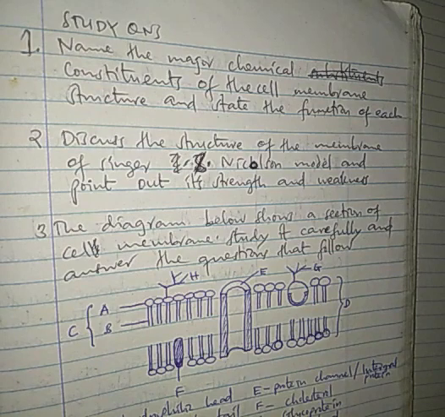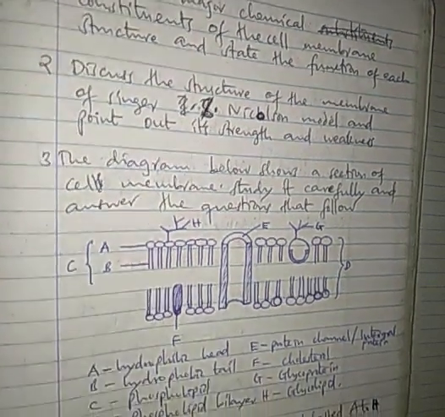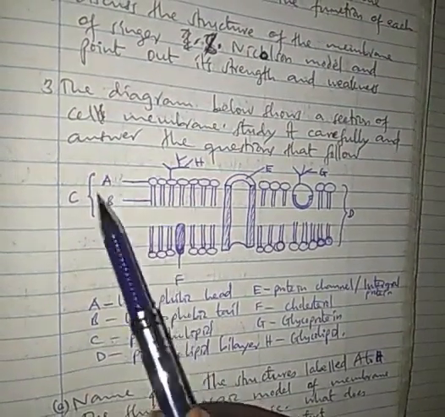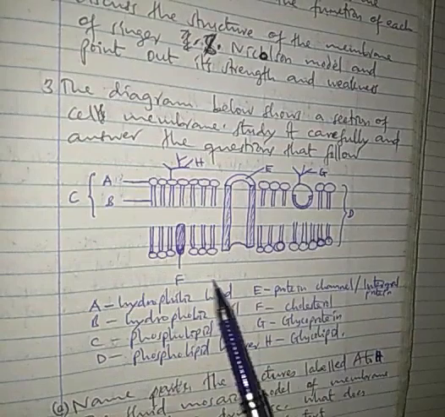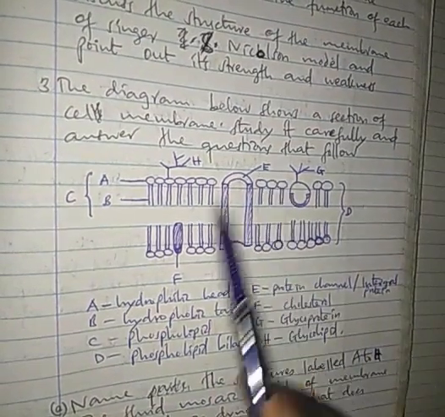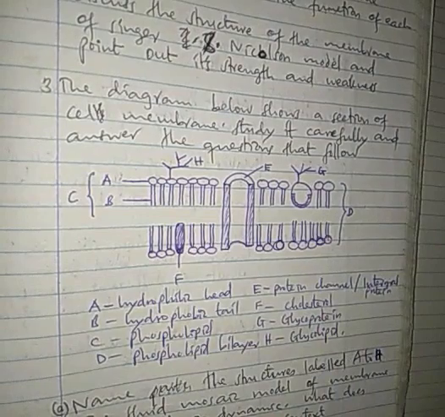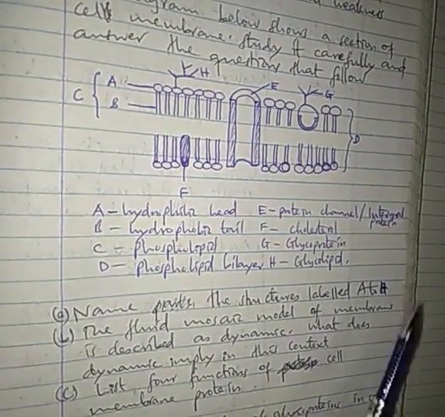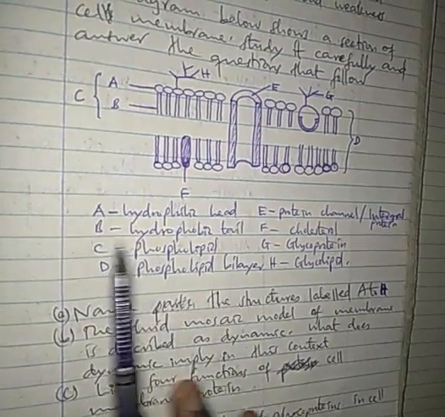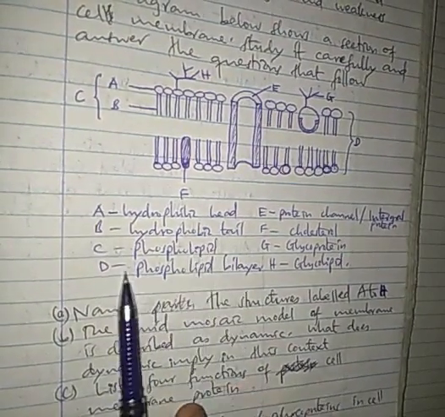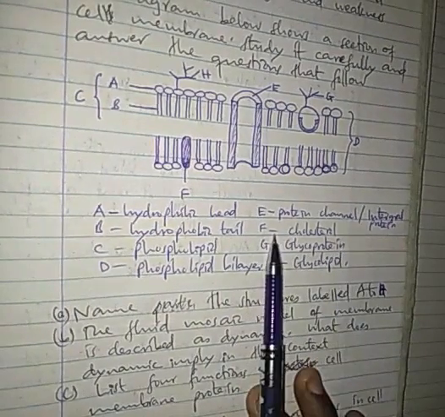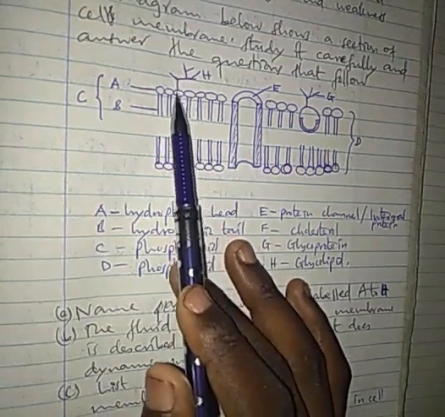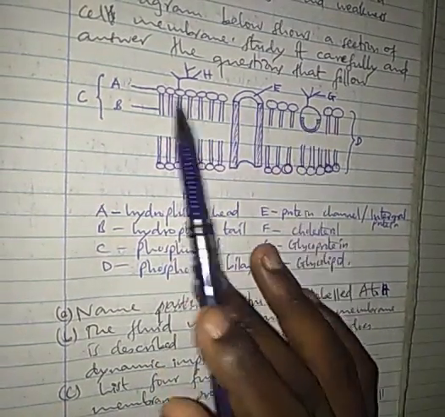Number 3, the diagram below shows a section of a cell membrane. Study it carefully and answer the questions. There are labels A, B, C, D, E, F, G. For example, the first question required you to label them, A to H: hydrophilic head, hydrophobic tail, phospholipid, phospholipid barrier, protein channel, cholesterol, glycoprotein, glycolipid. This is glycolipid. This is glycoprotein, carbohydrate attached to protein, and glycolipid is attached to lipid.